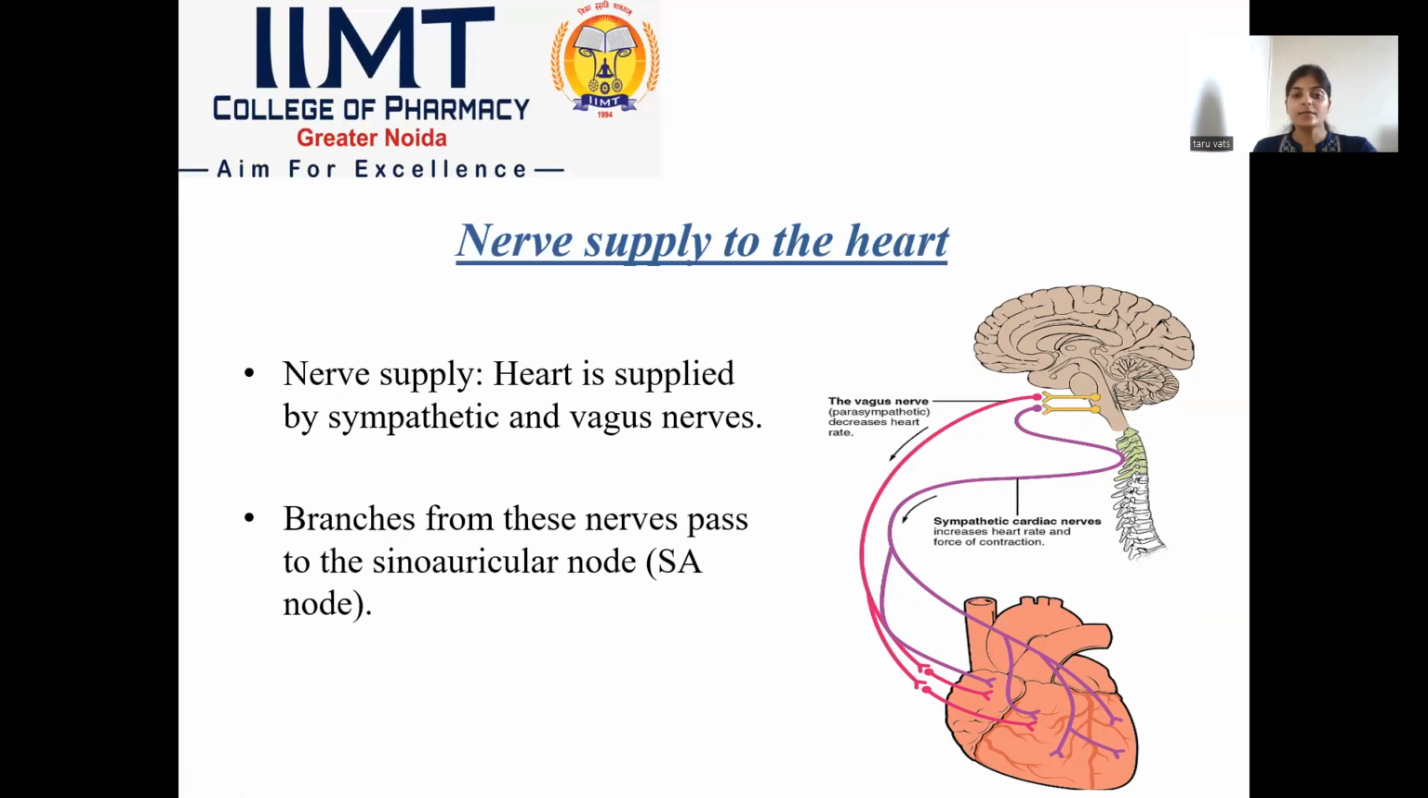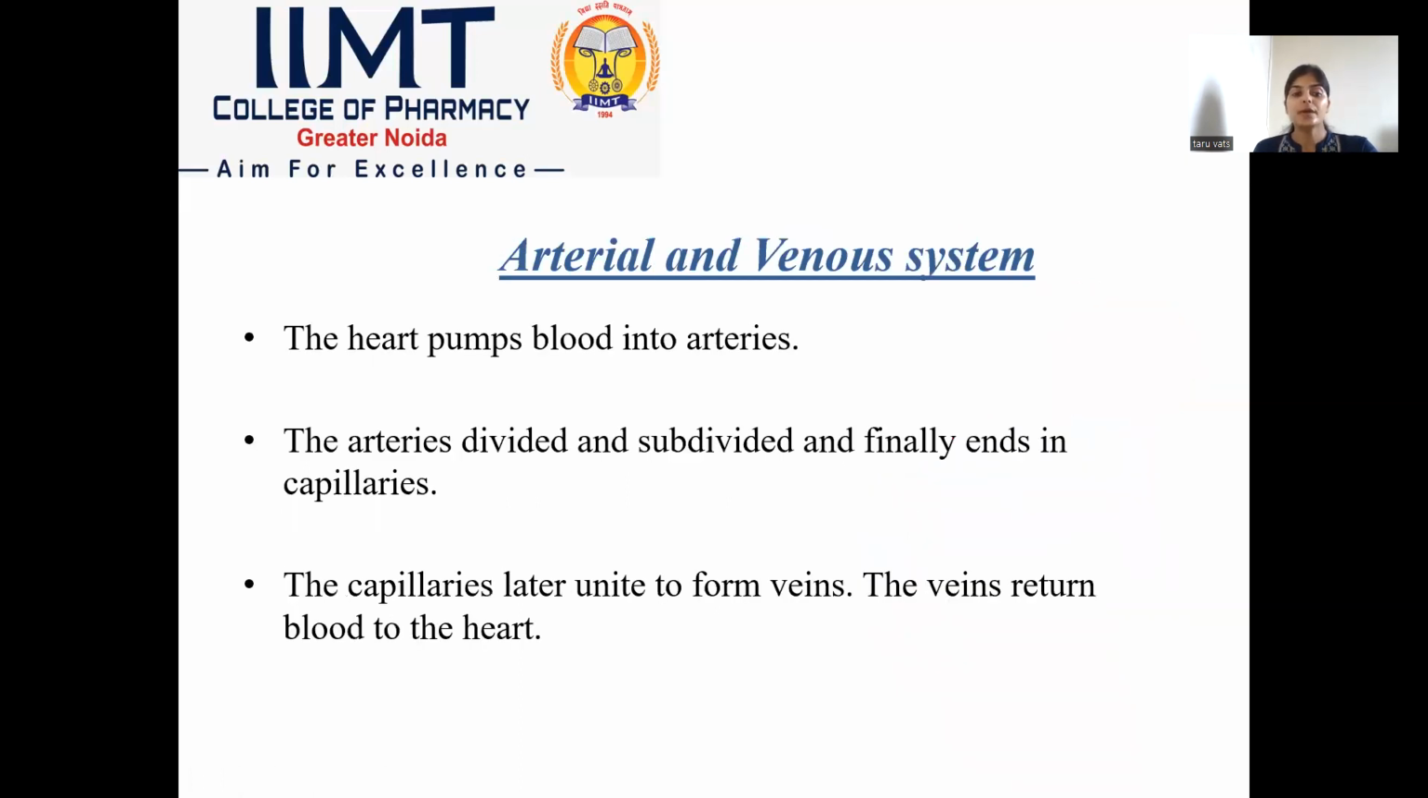Moving to the next slide, arterial and venous system. The heart pumps blood into arteries. The arteries divided and subdivided and finally end in capillaries. The capillaries later unite to form veins. The veins return blood to the heart.